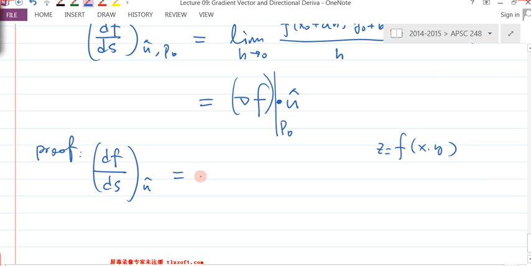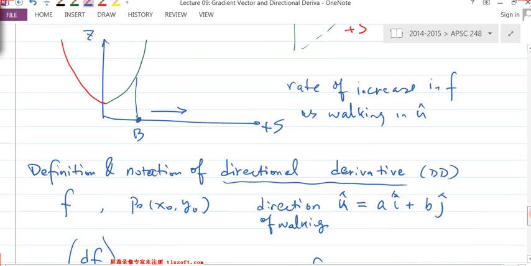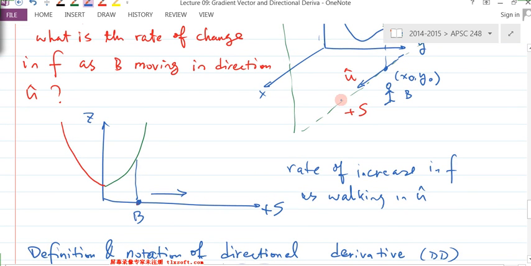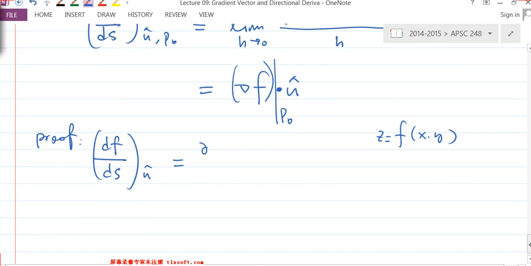Now I'm going to apply the chain rule. So suppose that x is a function of s. Remember the s here? What's the physical meaning of s? s basically represents the displacement along the direction of change. So I'm going to take partial derivative f over x first, then dx over ds next, and then plus partial f over partial y and dy over ds.